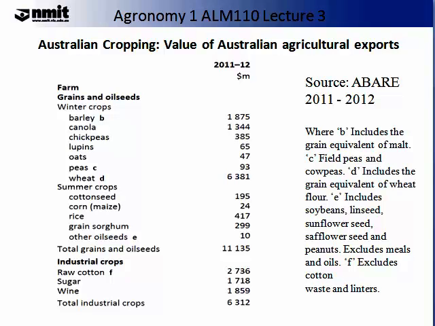The highest value export summer crop is rice, which you may find surprising considering the amount of water that Australia has. This is followed by sorghum grain, cottonseed, corn, and other oilseeds. Other industrial crops are also quoted. These include raw sugar, wine, and sugar.